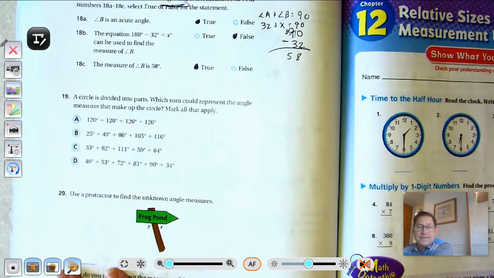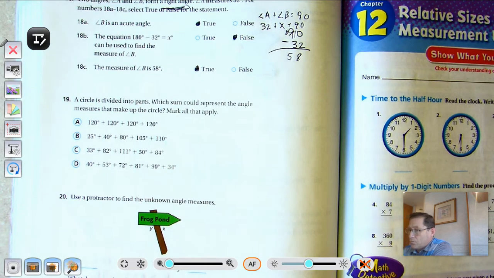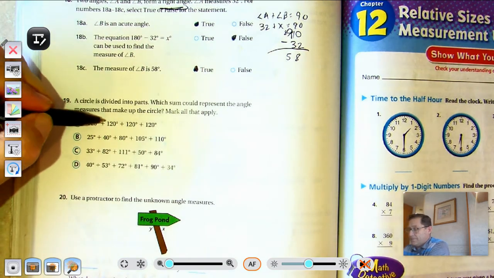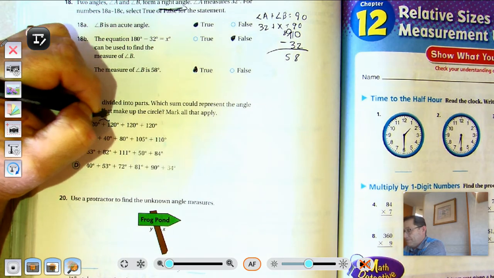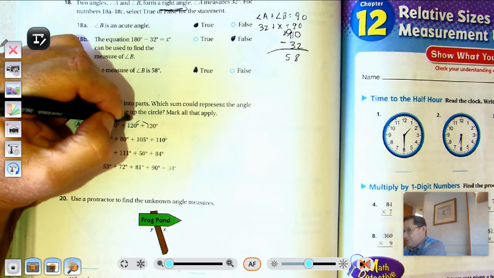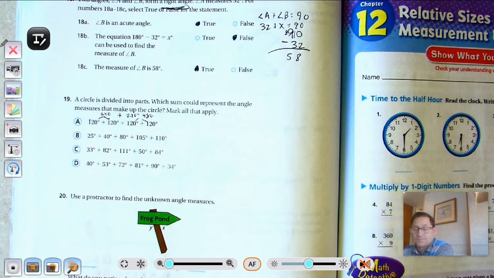19. A circle is divided into parts. Which sums could represent the angle measures that make up the circle? Mark all that apply. So again, the sum of all the angles in any circle has to be 360. 120 plus 120 is 240. 240 plus 240 is 480. So A is not right.